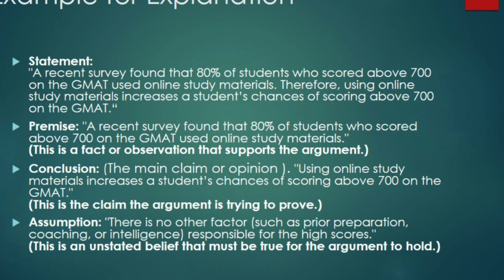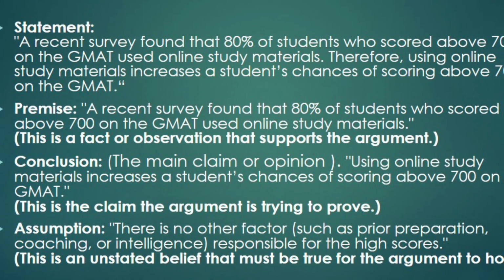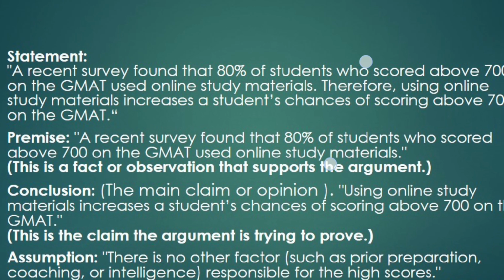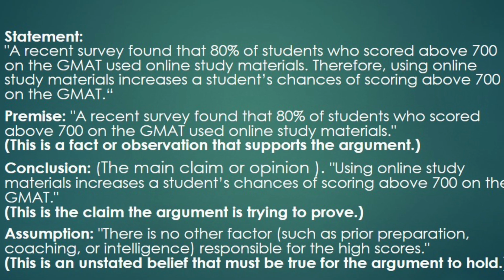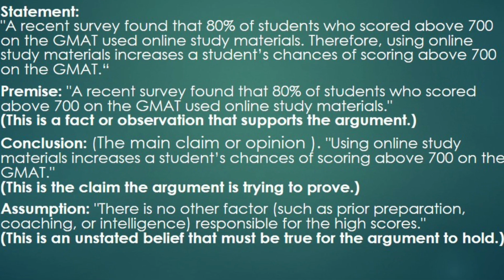So friends, now you can find out what the premise is. The premise will be the statement of what is being stated: a recent survey found that 80% of the students who scored above 700 on the GMAT used online study material. This is a statement and you have to consider it to be true. Even if sometimes it may not look true to you, you have to consider the premise to be true. What is he concluding from the premise? The words after 'therefore' are the conclusion. He is concluding that using online study material increases a student's chances of scoring above 700 on the GMAT.